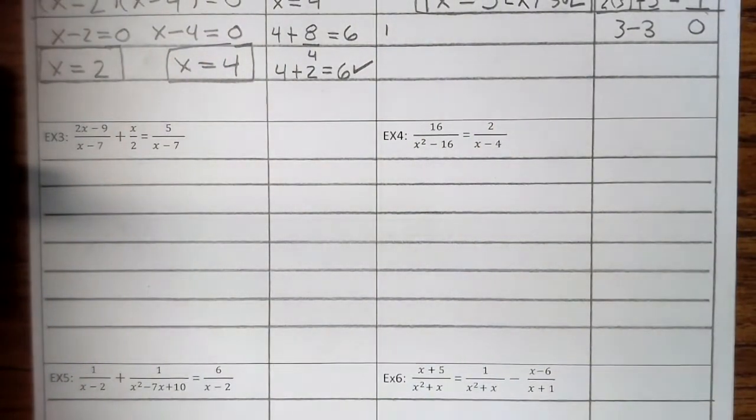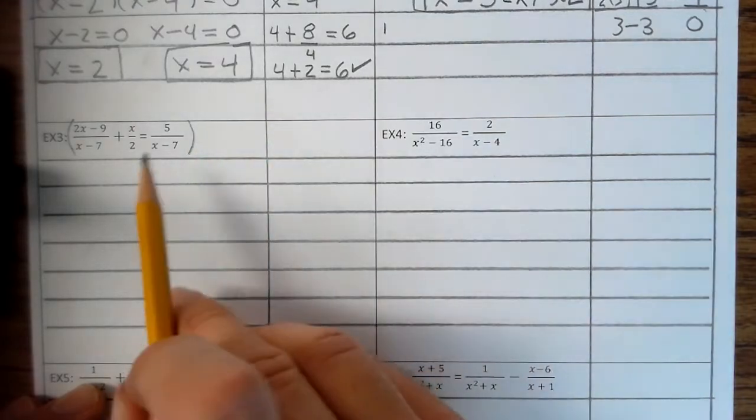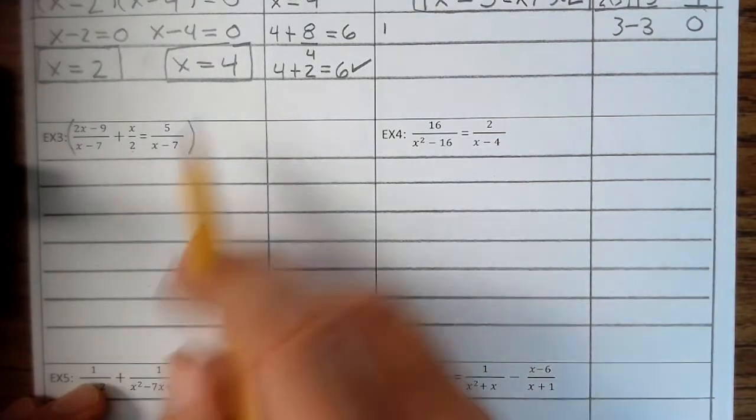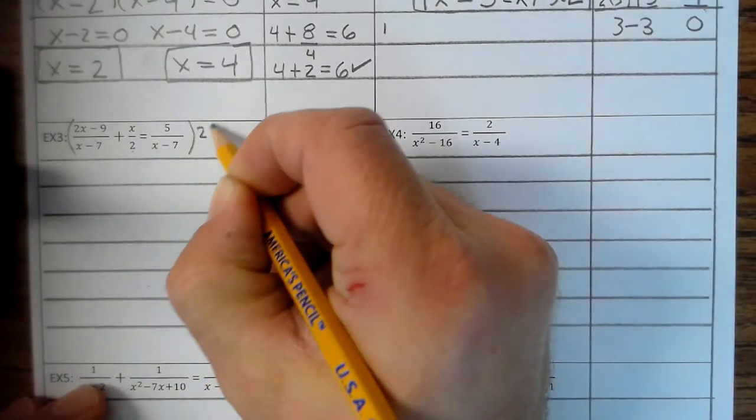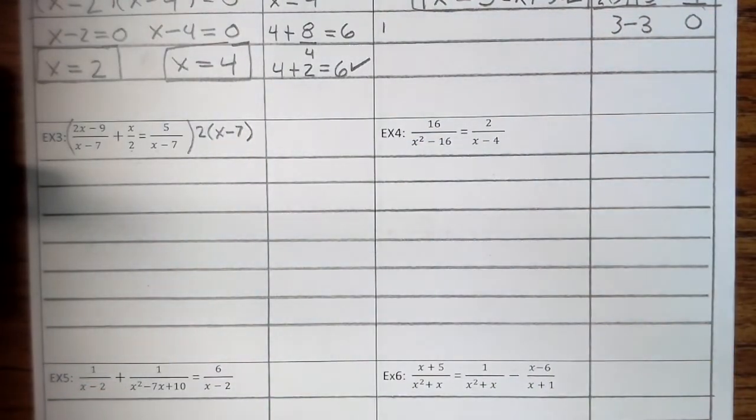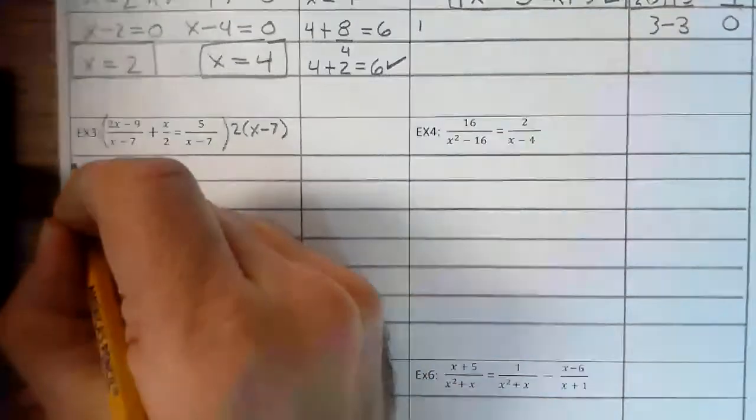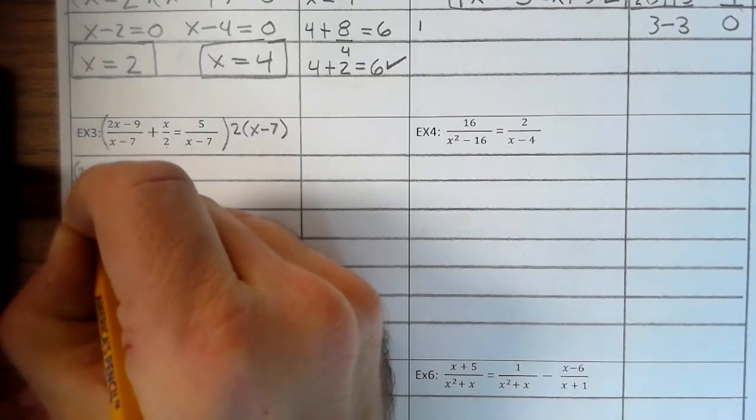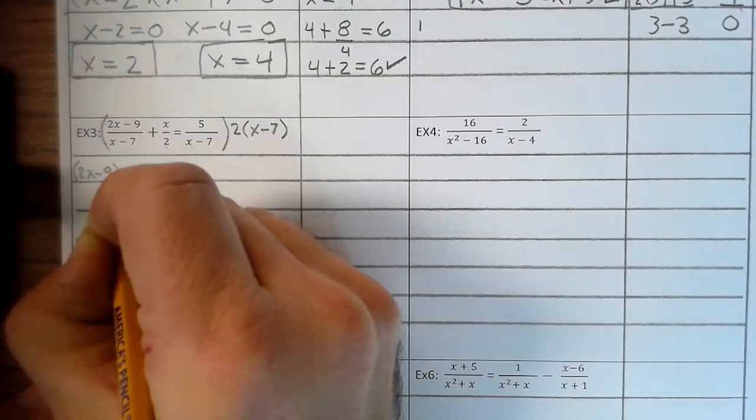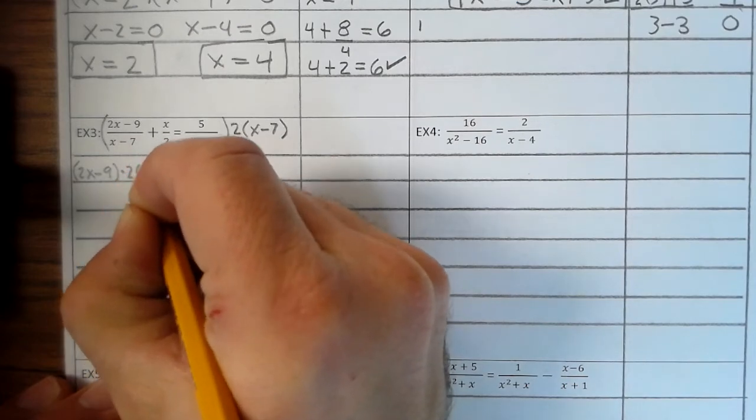Okay, so here we need to multiply everything by the common denominator. The common denominator is to multiply all the denominators together. Well, 2 times x minus 7 is your common denominator. So we need to multiply everything by that. So then that's 2x minus 9 times 2 times x minus 7 divided by x minus 7.